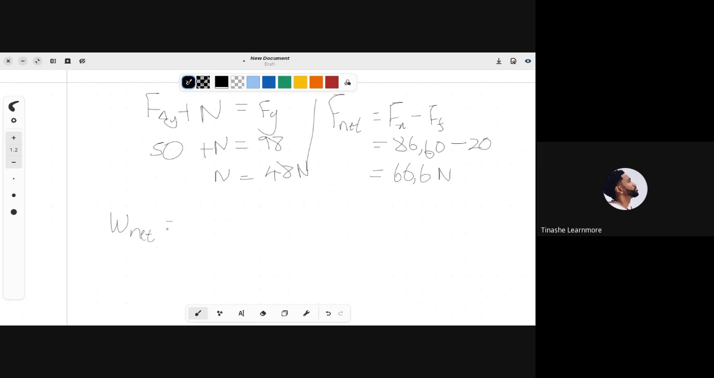Now that I've found that, I can jump straight into the work net. Work net is going to be the net work done: the net force, the displacement, and the cosine, and then I can plug in the angle between those two. So which direction is the F net going?